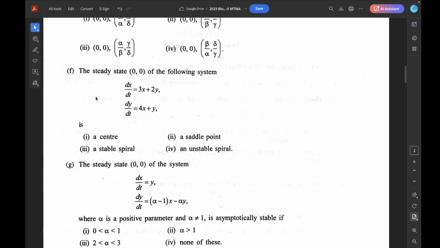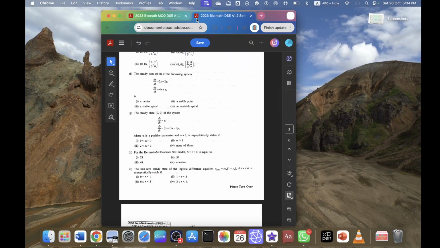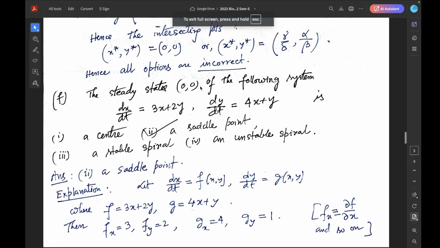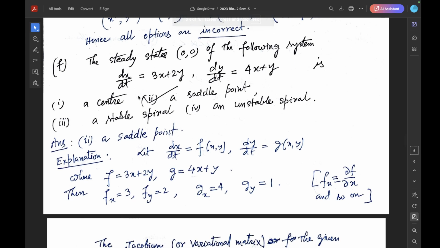Question: what is the steady state (0, 0) of the following system, d/dt of x equal to 3x plus 2y, d/dt of y equal to 4x plus y? The correct option is 2, a saddle point.